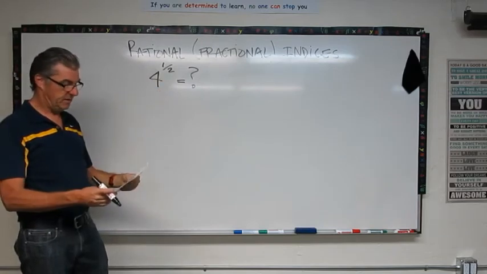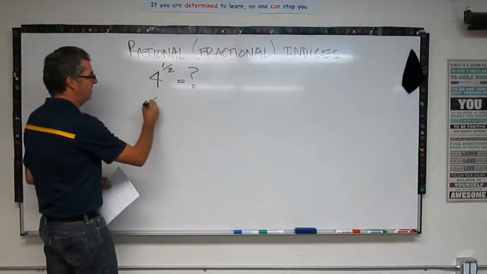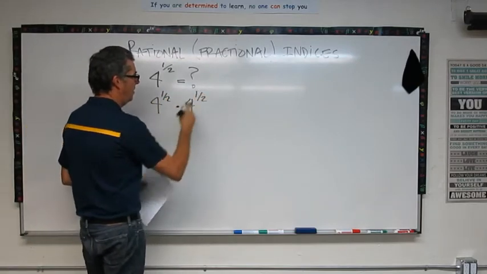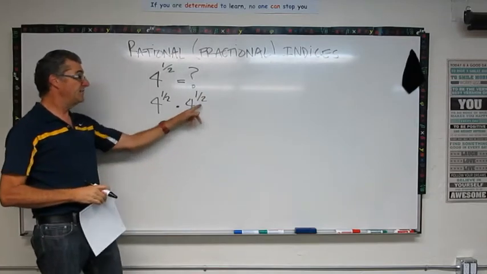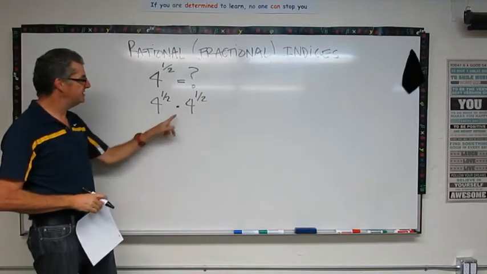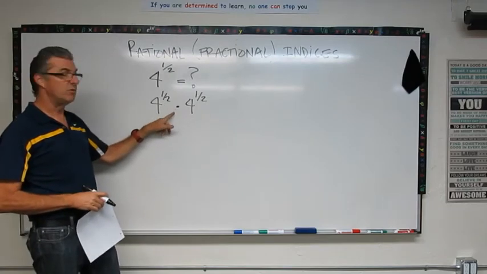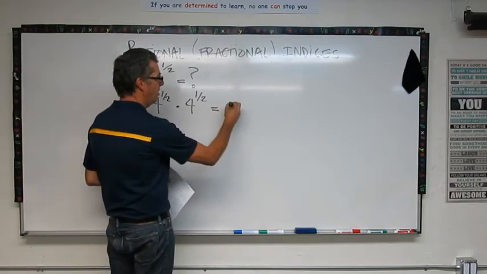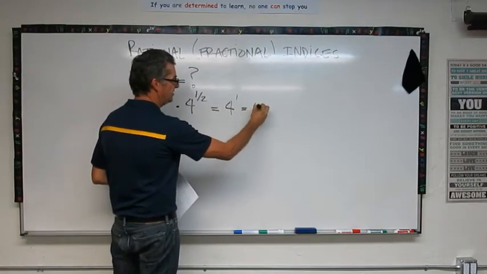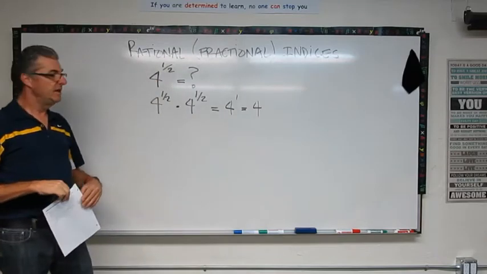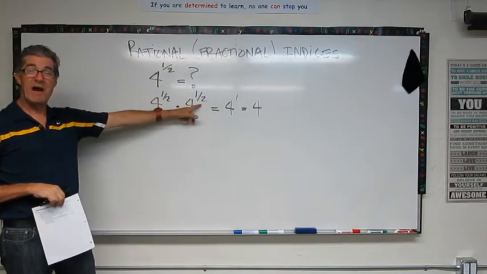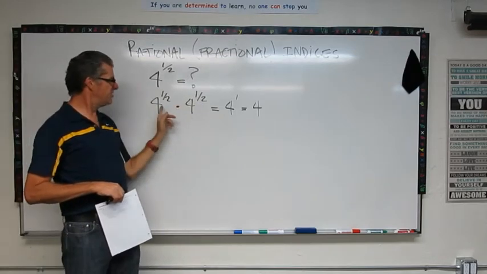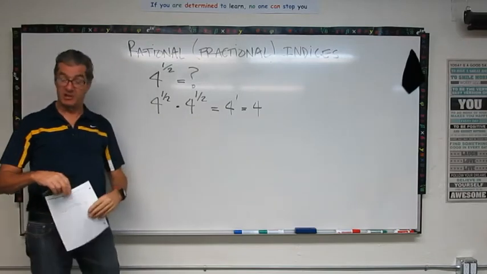Okay? What about something like this? What if I had 4 to the 1/2 times another 4 to the 1/2? Just for grins, let's see what this would be. We know from the multiplication rule for exponents that we just add our powers. So this is going to be 4 to the 1, which is just 4. Even though we're not quite sure yet what this half power is, we used a law that we already know about to do some math with it and turn this expression into something that's pretty clear.